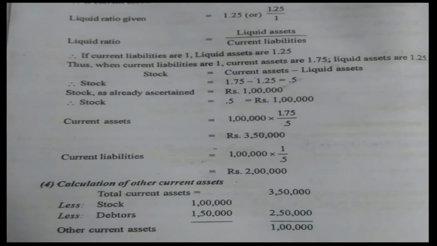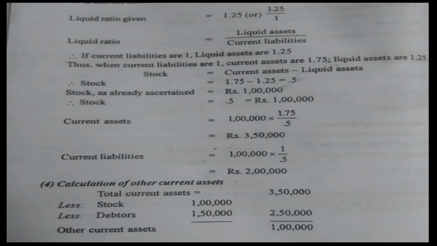Now, we know what the current ratio is. Now we'll go to the liquid ratio. Liquid ratio again is liquid asset by current liability. Since we don't have bank overdraft, we'll use only current liability. So 1.5 divided by 1 is equal to liquid ratio, that is liquid asset by current liability. We know the current liability is 1 and liquid asset is 1.25.